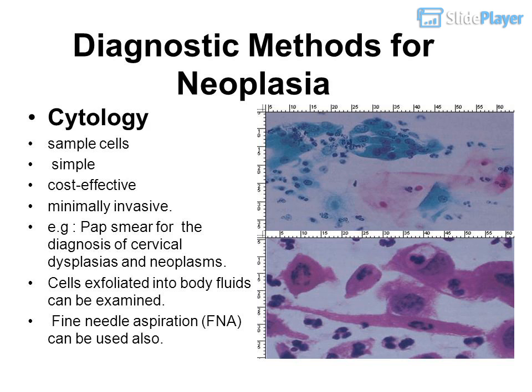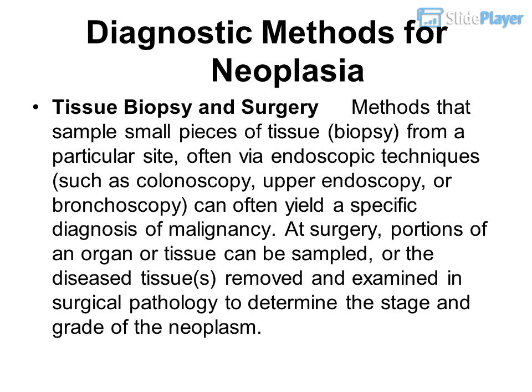Cytology. Sample cells. Simple. Cost-effective. Minimally invasive. E.g., Pap smear for the diagnosis of cervical dysplasias and neoplasms. Cells exfoliated into body fluids can be examined. Fine needle aspiration, FNA, can be used also. 10. Diagnostic methods for neoplasia.